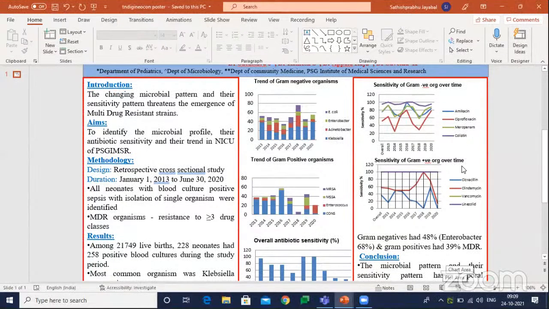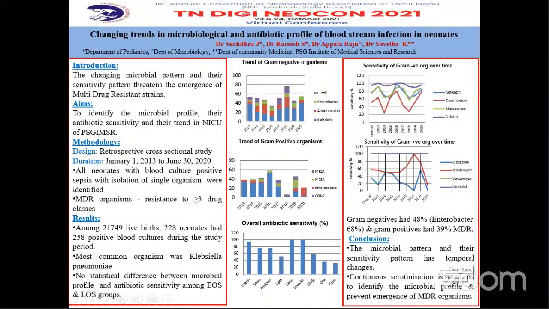Good morning, everyone. Today I'll be presenting the poster on our study, The Changing Trends in Microbiological and Antibiotic Profile of Bloodstream Infection in Neonates. The introduction is that the changing microbial pattern and their sensitivity threaten the emergence of multi-drug resistant strains. The aim of our study was to identify the microbial profile, their antibiotic sensitivity, and their trend during the study period. It was done as a retrospective cross-sectional study from January 2013 to June 2020.